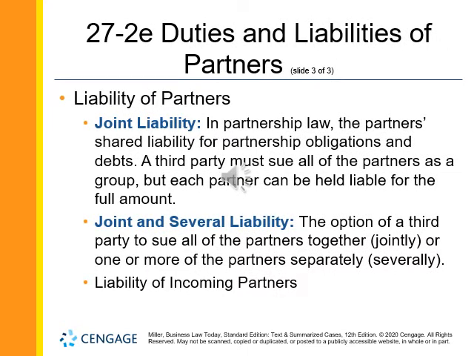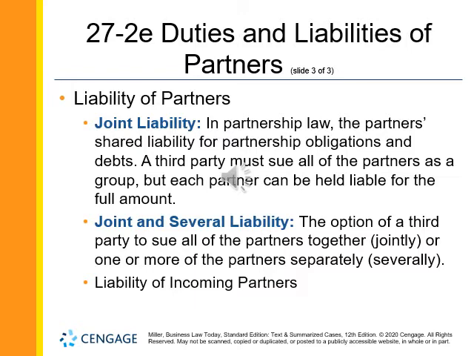Partners' liability. One significant disadvantage associated with a traditional partnership is that the partners are personally liable for the debts of the partnership. Joint liability. In partnership law, the partners share liability for partnership obligations and debts. A third party must sue all of the partners as a group, but each partner can be held liable for the full amount.